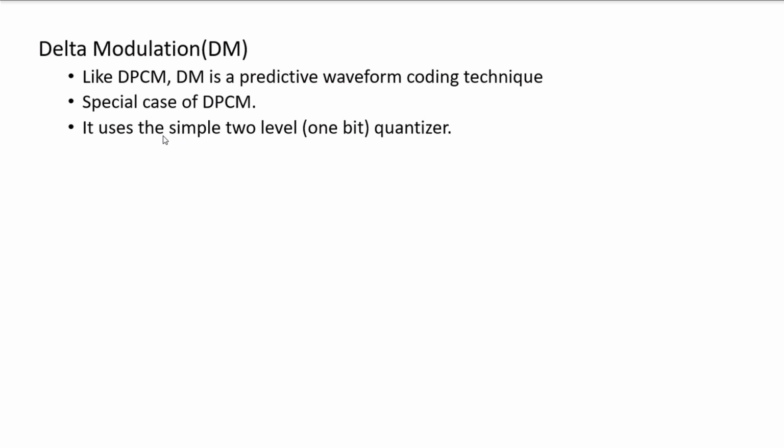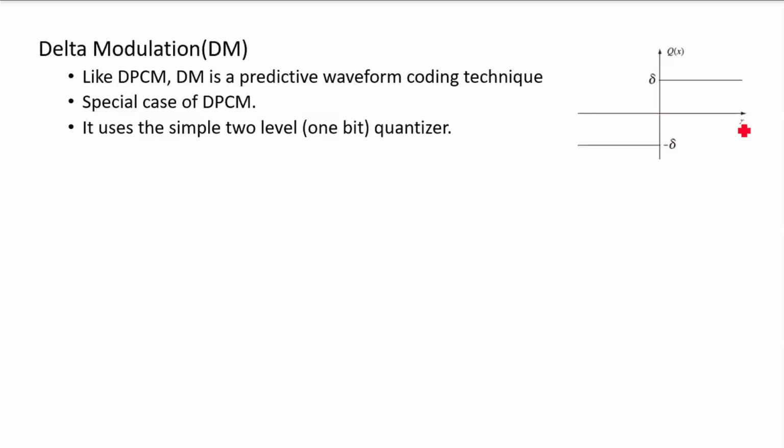There are only 2 levels for this quantizer, so we can say it is a 1-bit quantizer. Only 2 levels means each level is encoded with 1 bit. Now you can see the step size of the quantizer. If the input takes on a positive value, the quantizer will quantize this positive value to delta, and if the input takes a negative value, the quantizer quantizes it to minus delta.